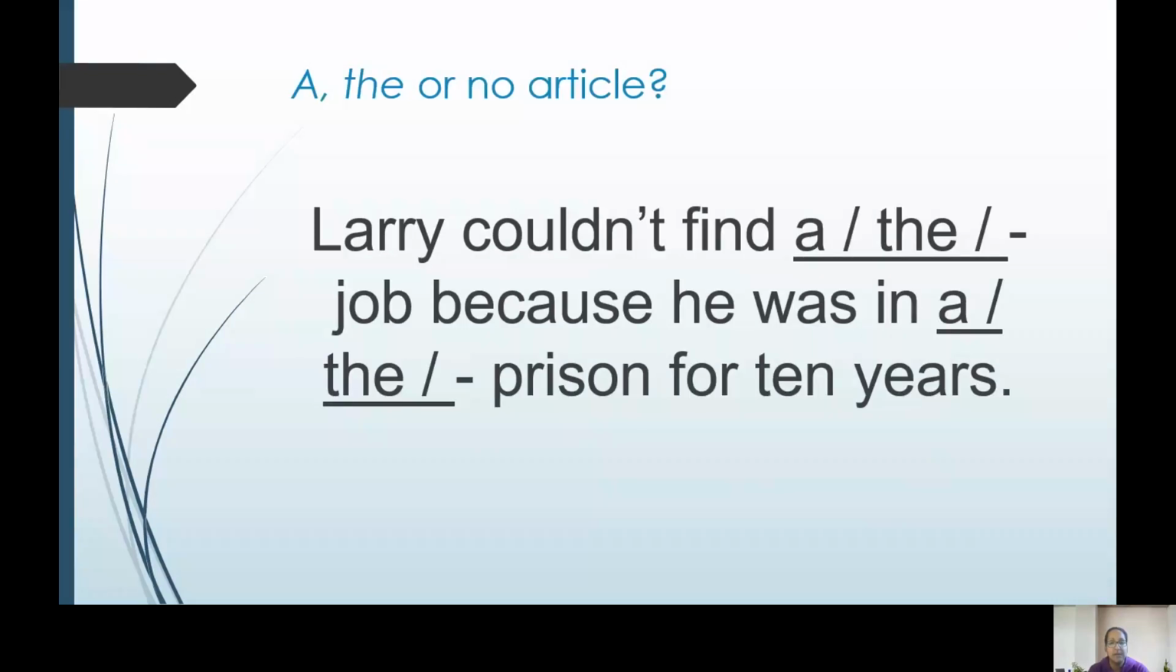What about here? Larry couldn't find a job, one job out of many possible jobs, because he was in prison. So he had committed a crime. He was in prison, not for work or anything, not visiting. He was there as a prisoner, so no article.